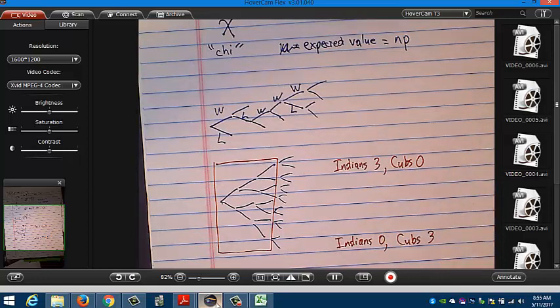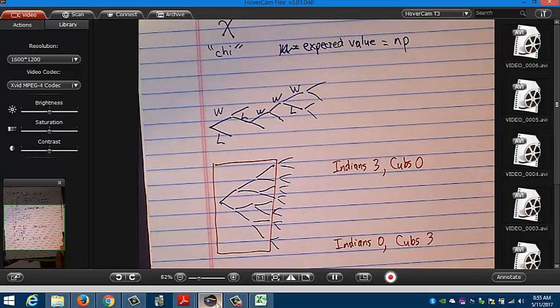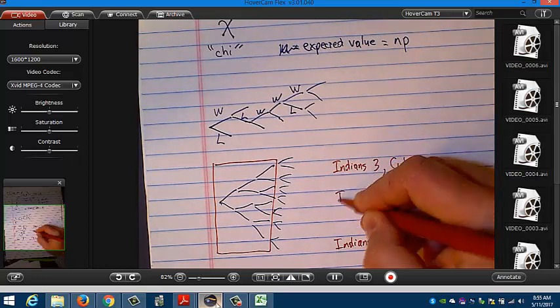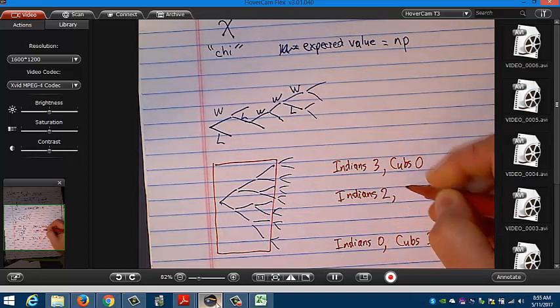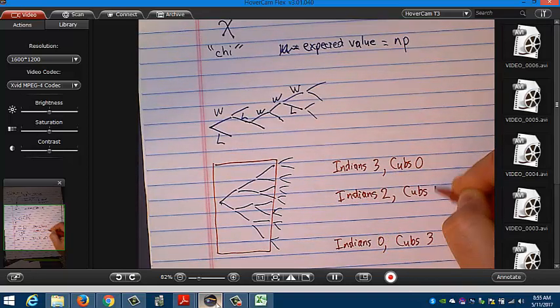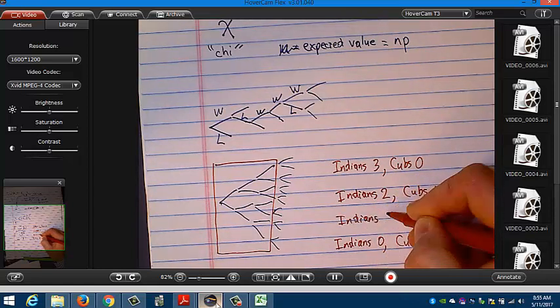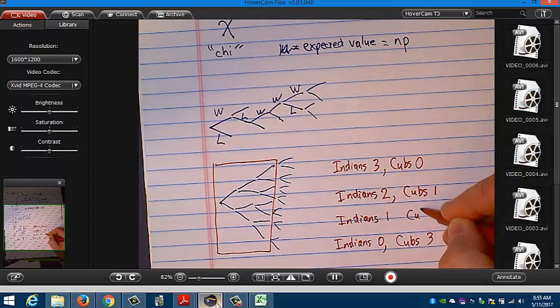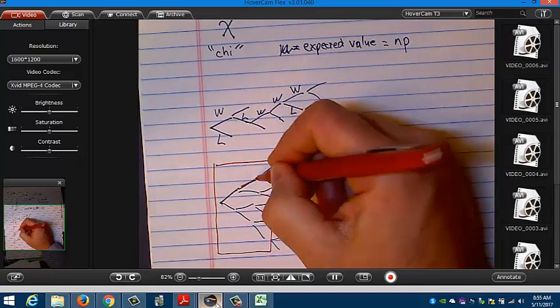By the way, it was not either of those, was it? Does anyone remember what it was? It was 3-1, right? Well, eventually it was 3-1, that's right. At the time, it was Indians 2, and then we did win the next game, you're right. Cubs 1. Or it could be Indians 1, Cubs 2. Right? Now, there are 8 paths here.